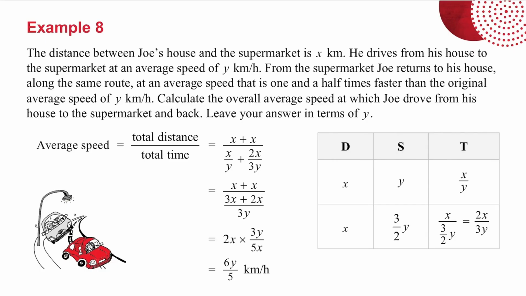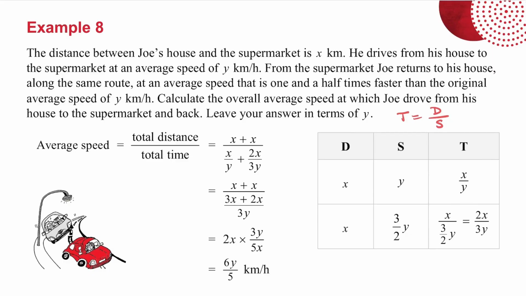The distance between Joe's house and the supermarket is X kilometers. So the first thing I can do is fill in X for the distance. He drives from his house to the supermarket at an average speed of Y kilometers per hour, which means I can fill that in. And remember, the time is distance divided by speed. So I've got a distance of X, I've got a speed of Y, which means my time is X over Y. Right, let's keep going.